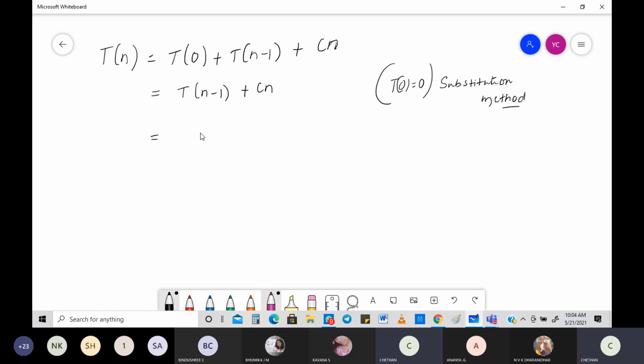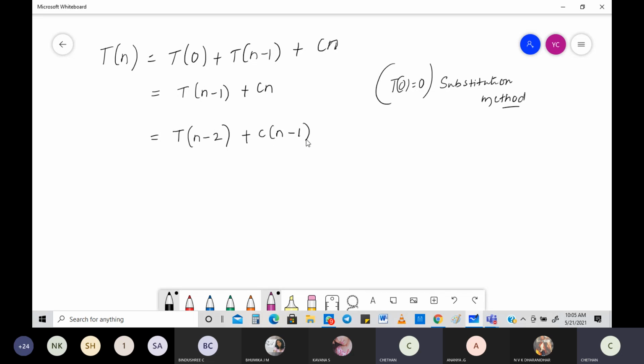This will be happening like this. T of n minus 1 for the first term. So the second term would be T of n minus 2 plus, be careful here, I'm talking with regard to n minus 1. So this will become C of n minus 1.